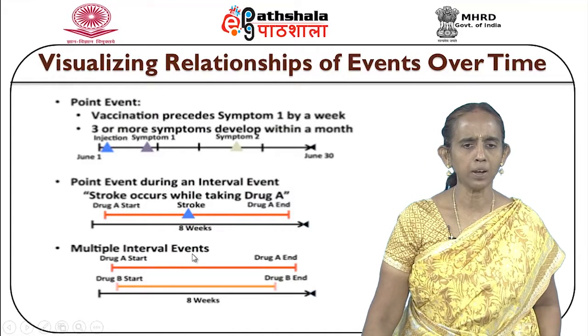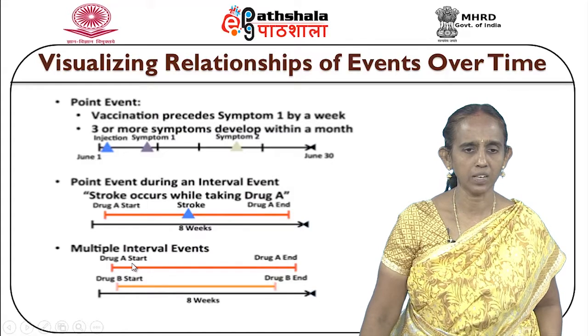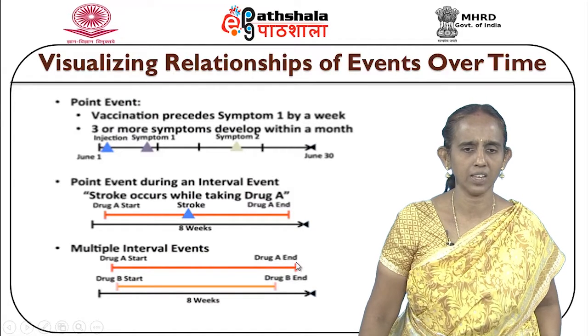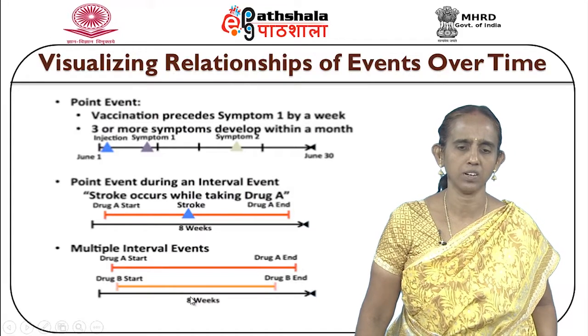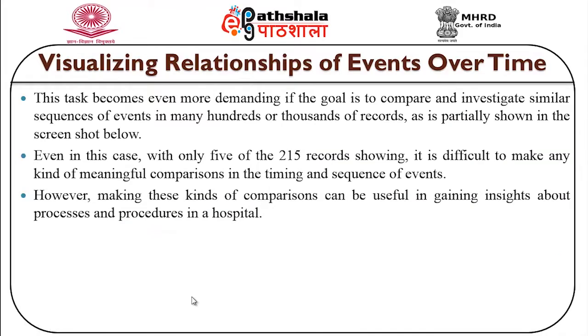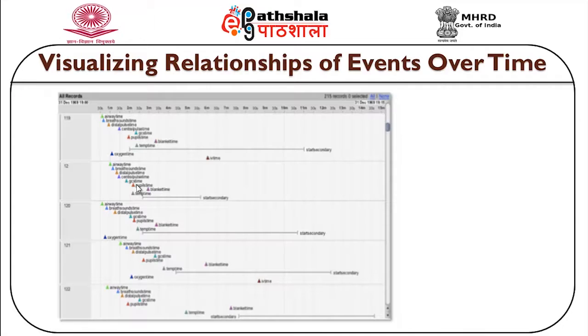Similarly, we have multiple interval events, that is, when drug A has been started and when drug A has ended. Similarly, the time at which drug B has been started and drug B ends. So this task becomes even more demanding if the goal is to compare and investigate similar sequences of events in many hundreds or thousands of records, as is partially shown in the screenshot. Even in this case, with only 5 of the 215 records shown, it is difficult to make any kind of meaningful comparison in the time and sequence of events.